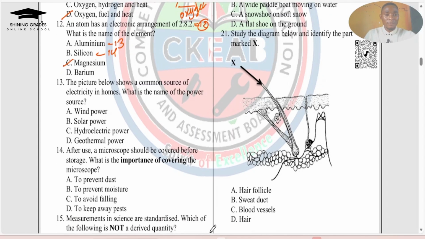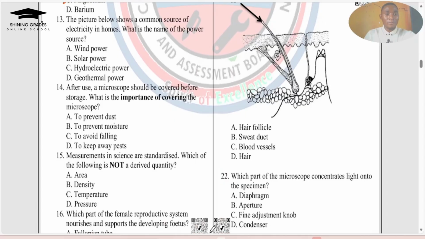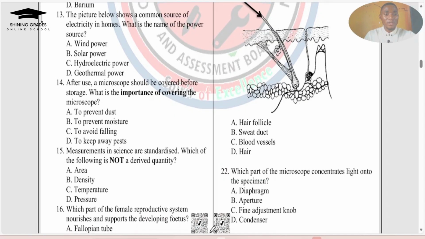Question 13. The picture below shows a common source of electricity in homes. What is the name of the power source? We have wind power. So learners, before I proceed, we need to understand that we do not have the picture, so it is impossible for us to answer this question. There was a typing error, and they were not able to capture the picture for this question, so we would not be in a position to answer it.